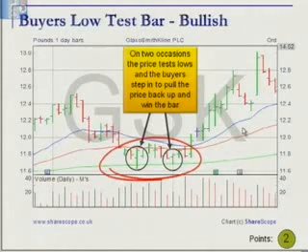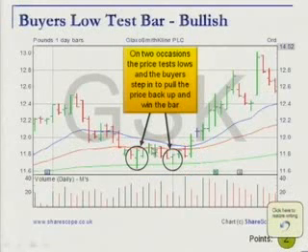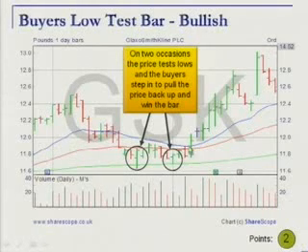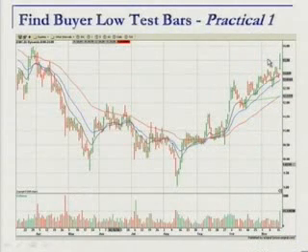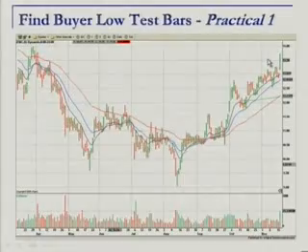So you can see here it low tests once on Glaxo, moves up, hits the 50-period moving average, which of course is at this point here, and then it falls back again, low tests again off the 200-period moving average, and you can see this time it does finally break through and it gets going. So let's have a look at a practical here. Let's see if we can find the low test buyer bars, and finding the buyer low test bars even on practical 1.